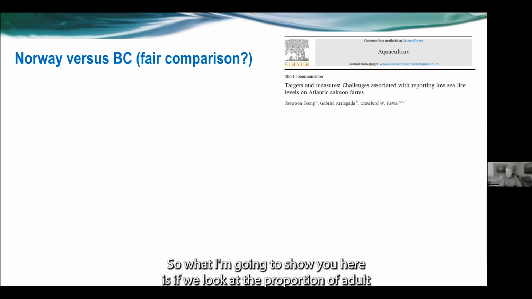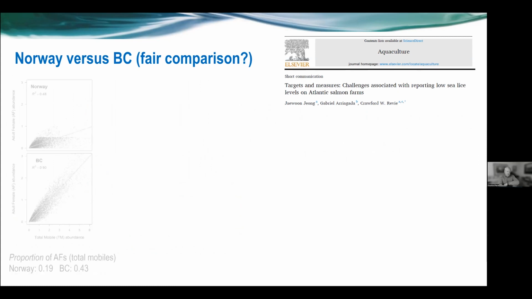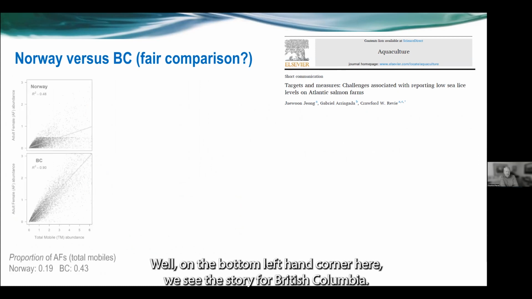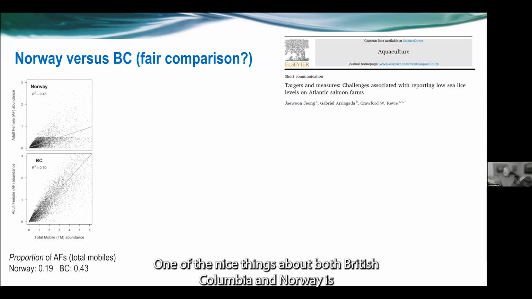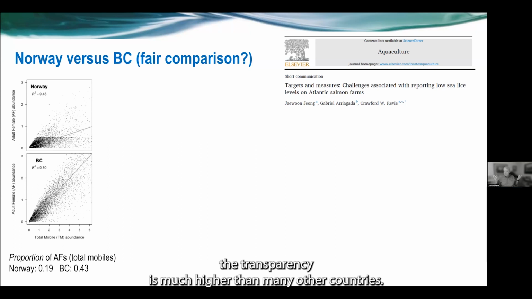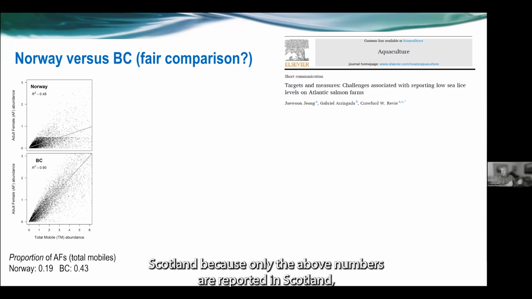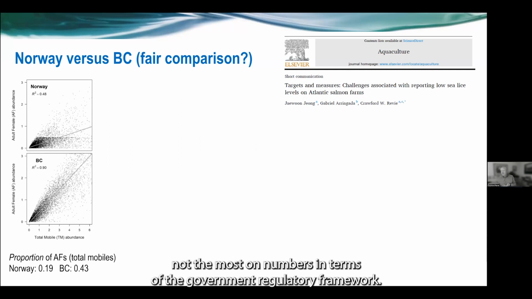So what I'm going to show you here is if we look at the proportion of adult females to the total motile population, what do these graphs look like? Well, on the bottom left-hand corner here, we see the story for British Columbia. One of the nice things about both British Columbia and Norway is that the transparency is much higher than many other countries. For example, I could not produce this graph for Scotland because only the adult female numbers are reported in Scotland, not the motile numbers in terms of the government regulatory framework.